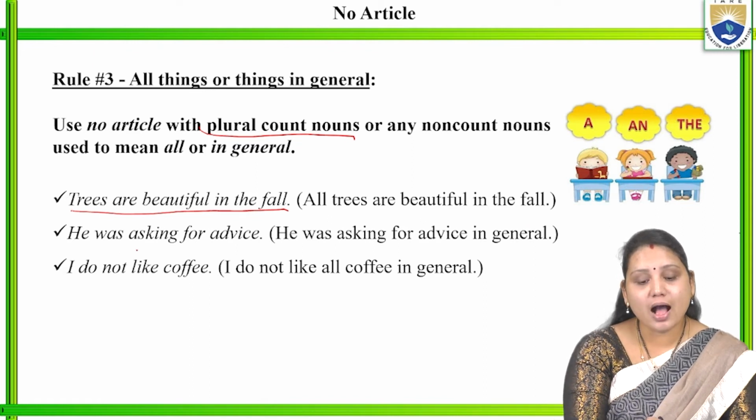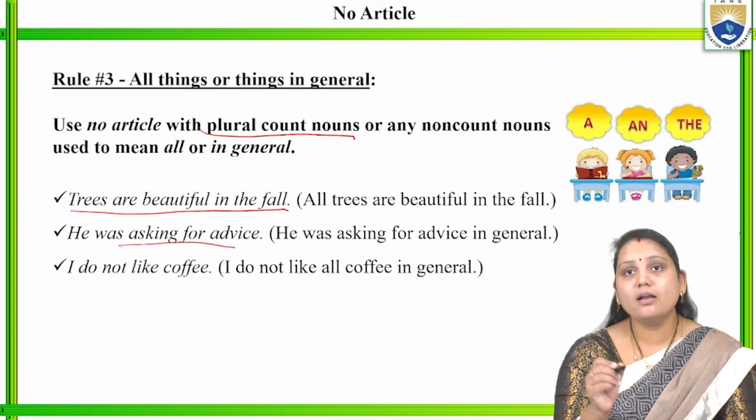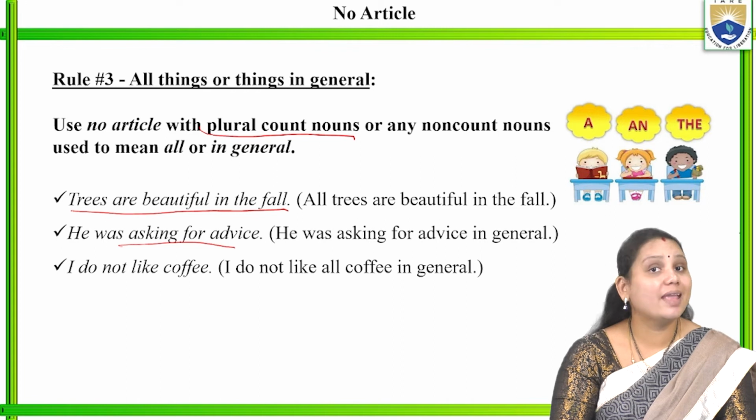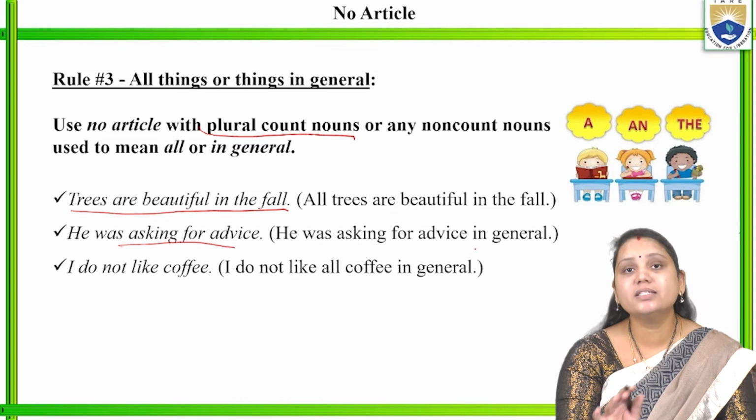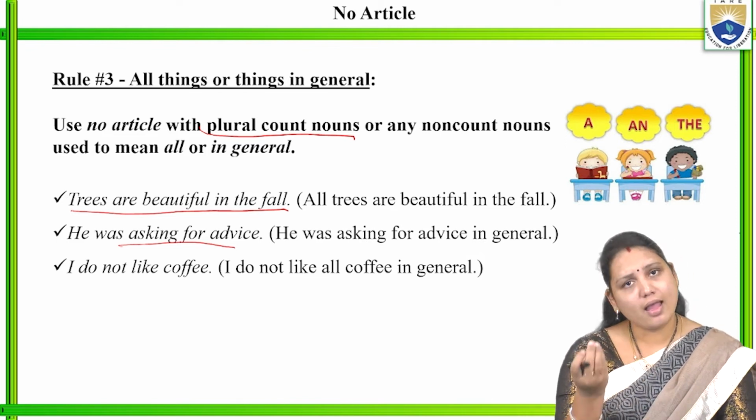Next. He was asking for advice. We are not saying an advice. We are saying advice. He was asking for advice in general. So, we are not using either a or an here.